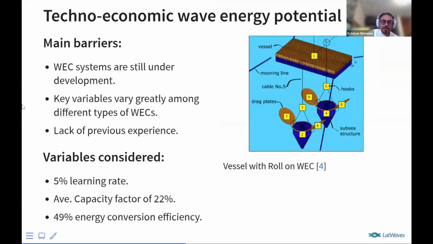The variables considered here were a 5% layering rate every year, an average capacity factor of 22%, and 49% energy conversion efficiency. The WEC proposed here was taken from Guachamin and his peers' design, which is a vessel with two arms of conical shapes that track water up and down, taking advantage of the roll and the heave movement of the vessel.